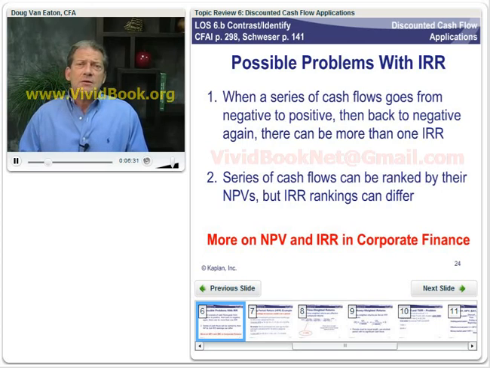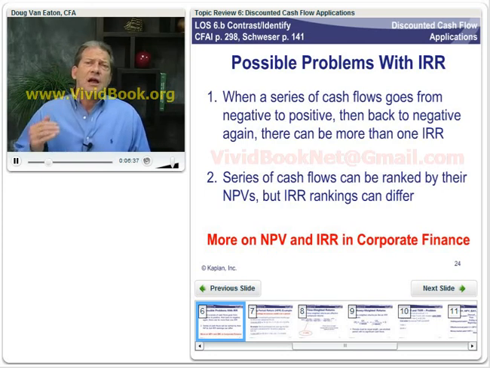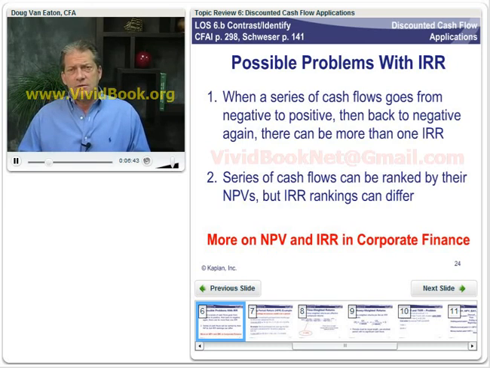But ranking projects in terms of IRR can be different. One project may have a higher internal rate of return, but a lower net present value. And net present value is theoretically preferred because it's telling us the increase in the expected value of the firm. The IRR doesn't do that. So we can't rank projects by their IRRs.